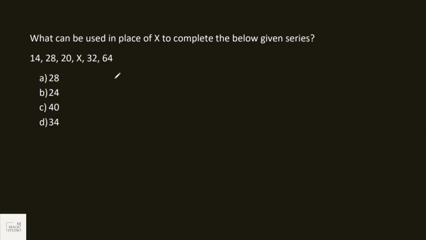Okay, one more to go. What can be used in place of x to complete the below given series? 14, double 28, then it goes down, 32, then it comes up. As suggested, whenever you see an up and down trend going on, try the skip number series.